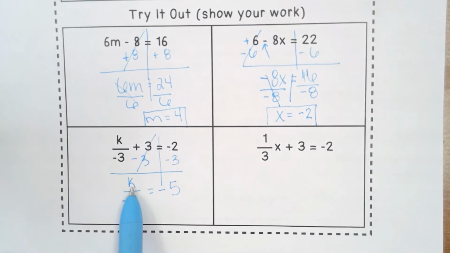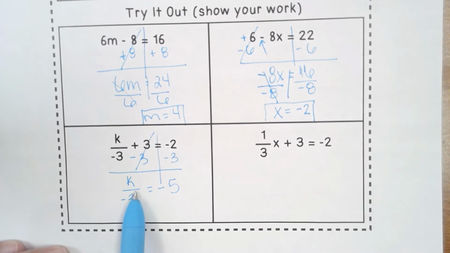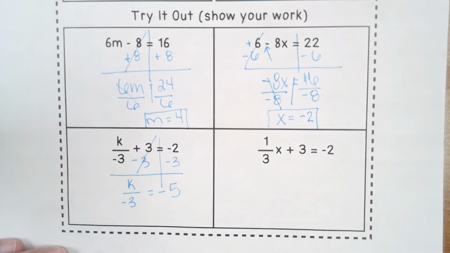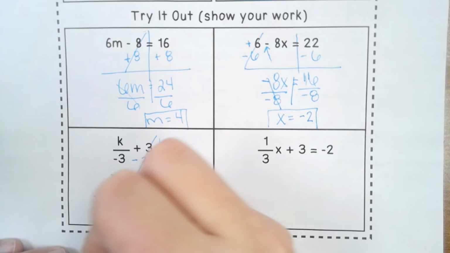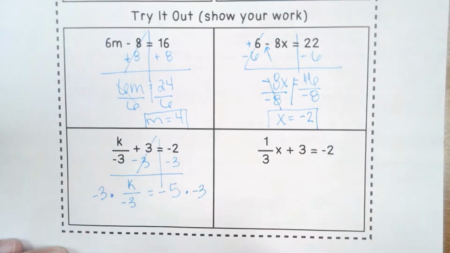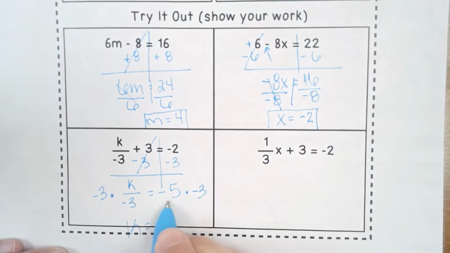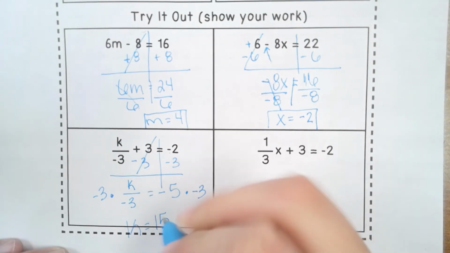And then if we want to get k by itself, right now k and negative 3 are dividing, so the opposite of dividing is to multiply. So I would multiply by negative 3 on both sides, and then negative 5 times negative 3 is a positive 15.